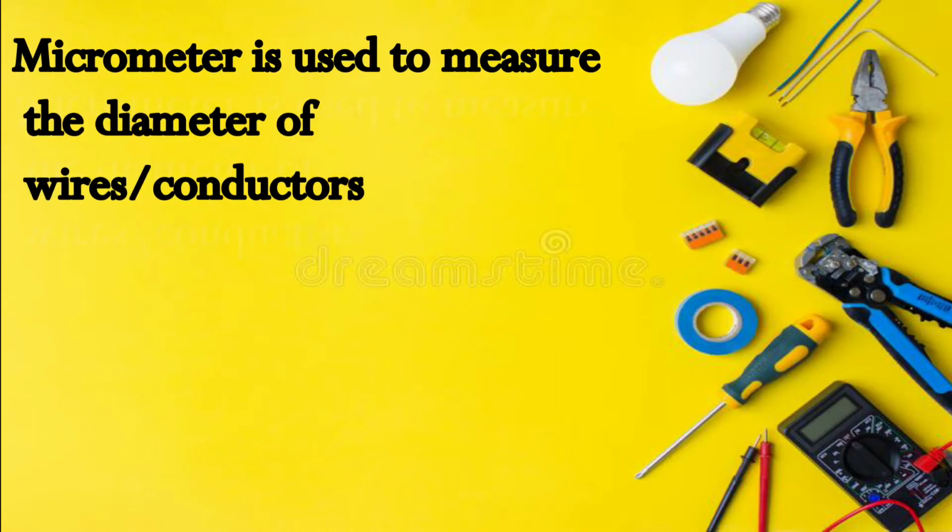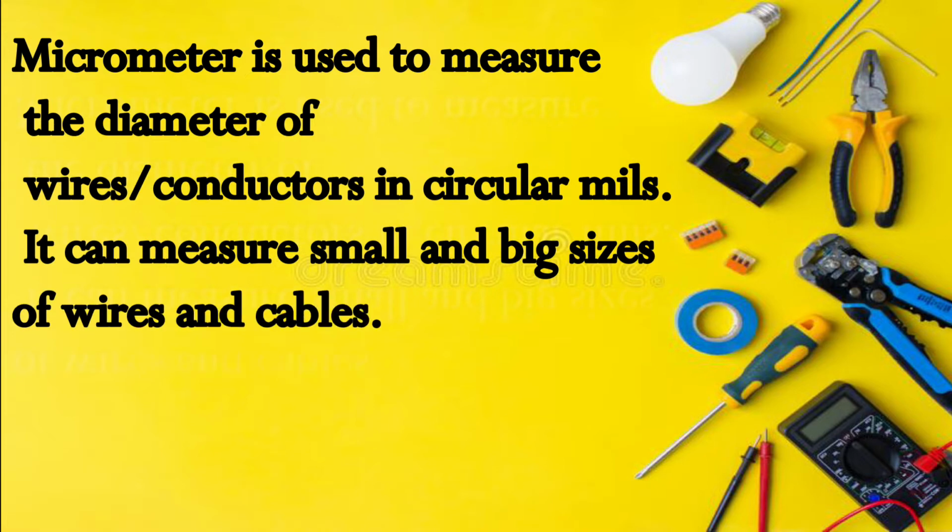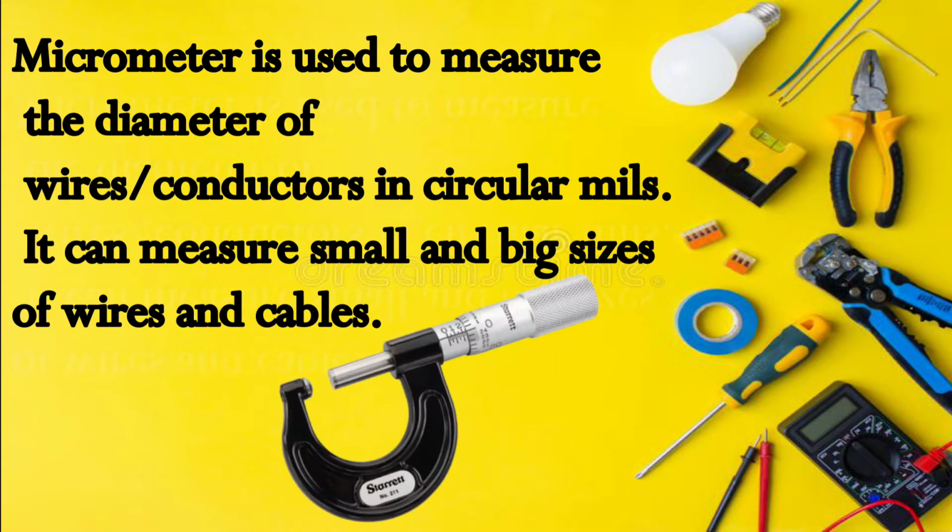Okay, the next one is the micrometer. It's used to measure the diameter of wires or conductors in circular mills. It can measure the small and big sizes of wires and cables. So watch this video on how to use the micrometer.